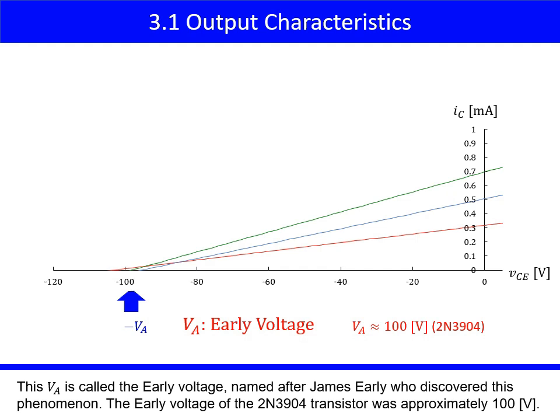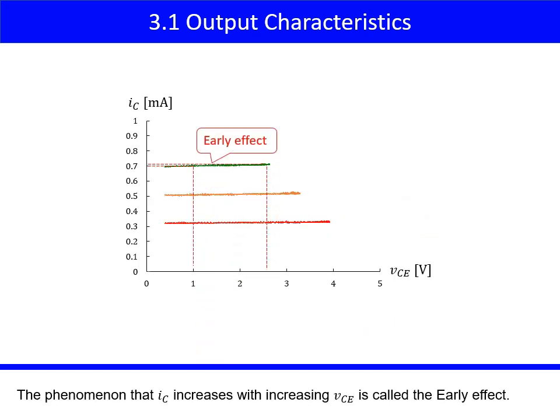This VA is called the early voltage, named after James Early, who discovered this phenomenon. The early voltage of the 2N3904 transistor was approximately 100 volts. The phenomenon that IC increases with increasing VCE is called the early effect.